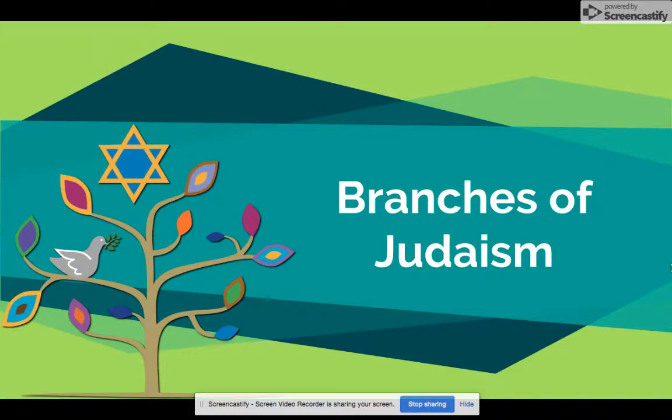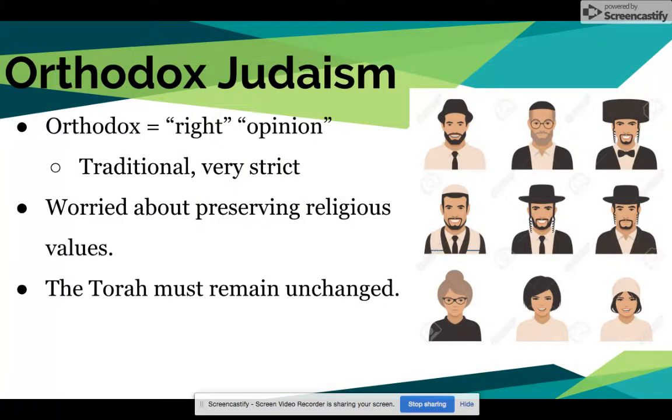We're going to briefly touch on 3 unique branches of Judaism. Like many religions, while they have core beliefs, the way they practice them differs from branch to branch. So the first branch is Orthodox. Orthodox means right opinion. This is a traditional, very strict branch of Judaism. They worry about preserving the religious values, and in doing so believe that the Torah must remain unchanged. This means that they follow a lot of the rules and the procedures that are laid out in the Torah, even in modern life.